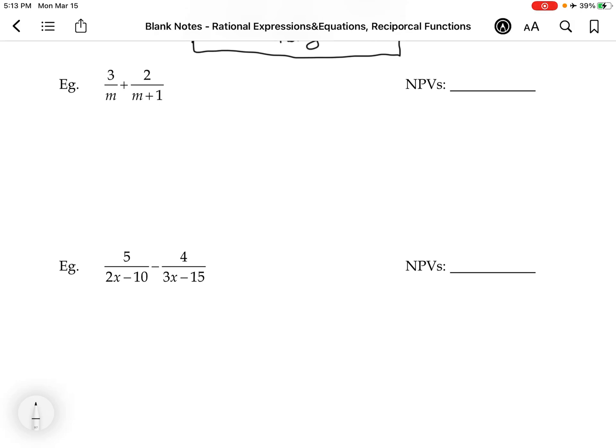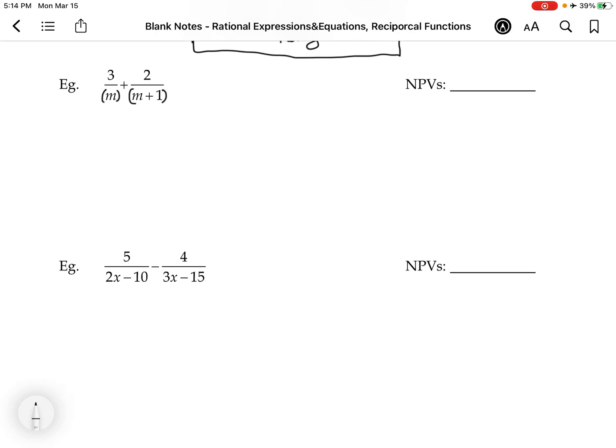Here's another one: 3 over m plus 2 over m plus 1. Well, everything's factored here. This factor is m, this is m plus 1. These two things are factored and they are not identical. There is no overlap between m and m plus 1. People really struggle with this because they think that there is overlap of m. But remember, it has to be in the form of multiplication, not addition.